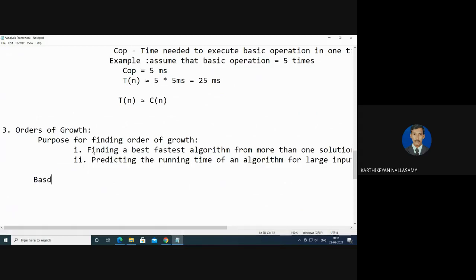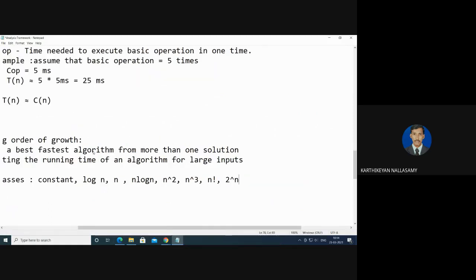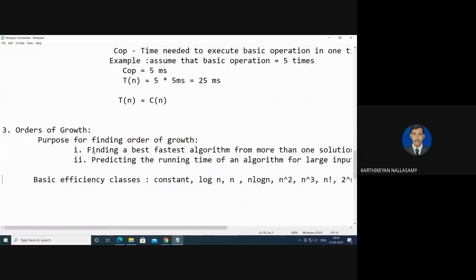For that we must know the basic efficiency classes. We already know them. Normally we use constant, log n, then n log n, n square, n cube, n factorial, and 2 power n. That is called exponential. So these are some of the basic efficiency classes we have.